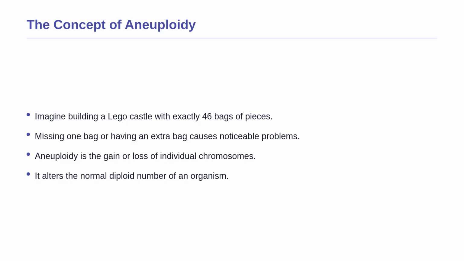In genetics, this exact scenario happens when a cell ends up with an extra chromosome or is missing one specific chromosome. We call this specific type of genetic typo aneuploidy. It is not a mistake involving the whole instruction manual, just one specific chapter or bag of parts.